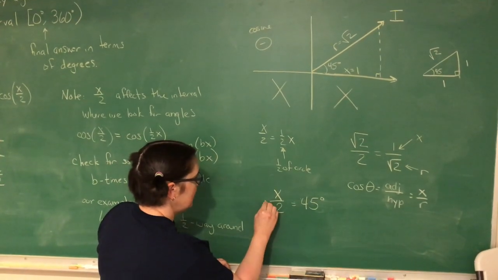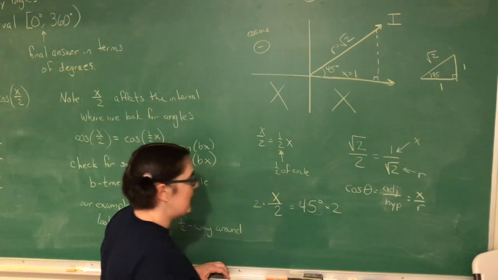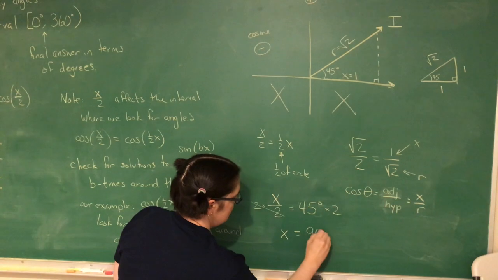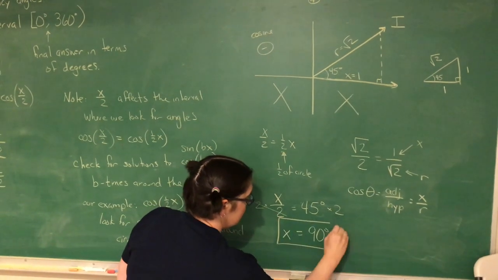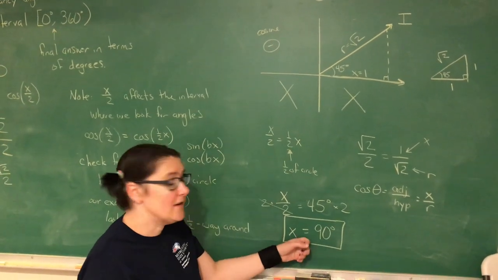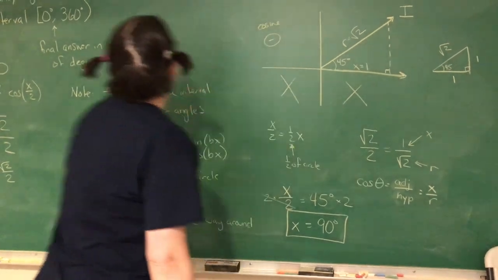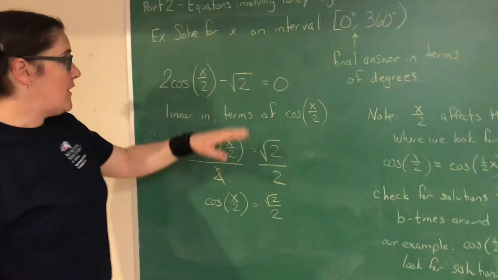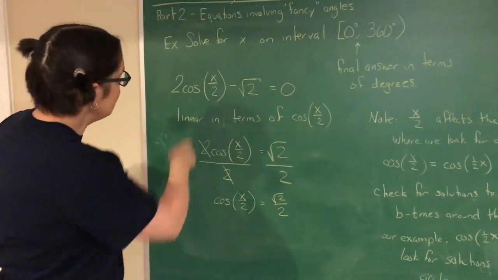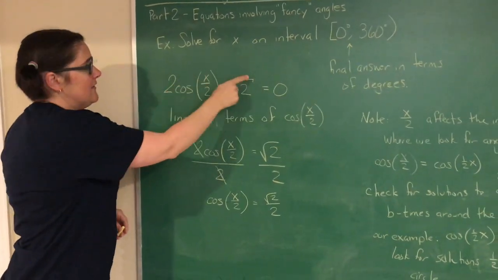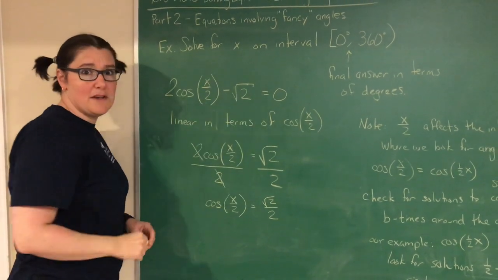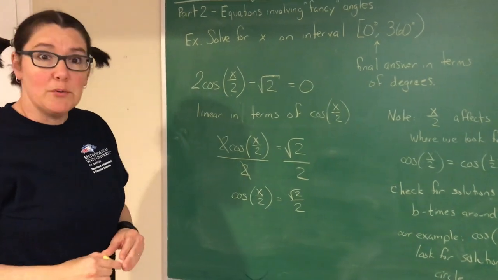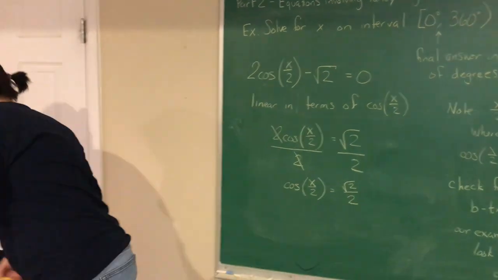So to solve for x, I can multiply both sides by 2. They cancel on the left. Leaves me with x equals 90 degrees. And so what this tells us is that in our original equation, 2 cosine of x over 2 minus root 2 equals 0, if x equals 90 degrees, then this left-hand side will simplify to give us 0. Okay, so that wraps up that example. We have one example left to look at.